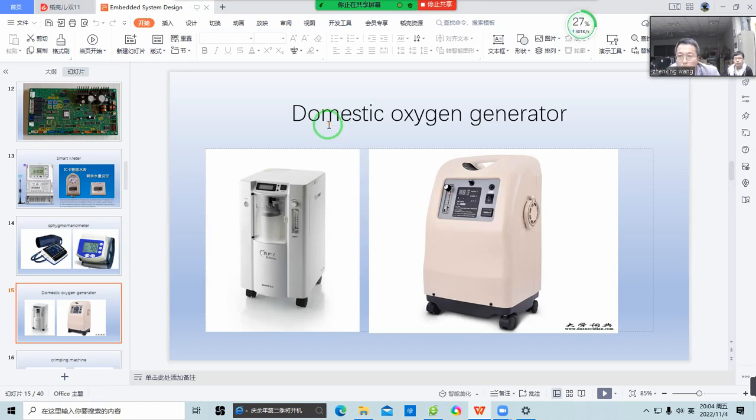This is a domestic oxygen generator used in home. Inside, if you take it apart, it's very simple. We just say the PCB board, because they also have some mechanical parts. The PCB board has first an LCD, and then the oxygen sensor, and then the relay to control the motor.